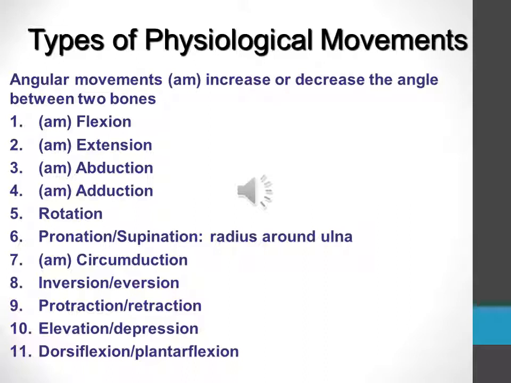And then we have elevation and depression, which has to do with opening and closing of the mouth. Depression is moving a part inferiorly, so dropping the mouth open. Elevation is lifting the body part superiorly, close your mouth. Shrug your shoulders, the shrug, elevation. The relaxation of that shrug, depression. Okay, so depression is moving the part inferiorly. Elevation is lifting the body part superiorly.